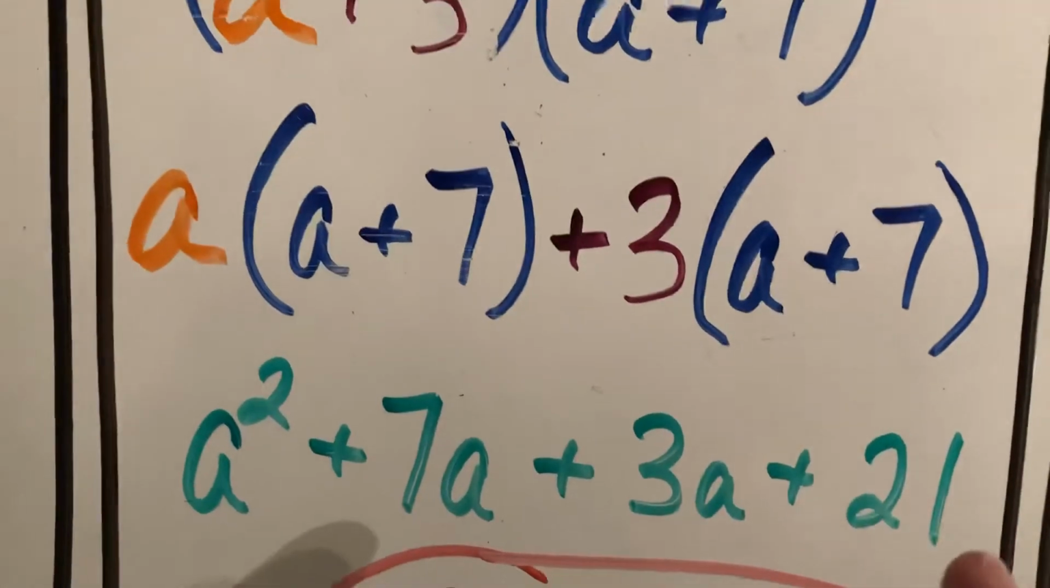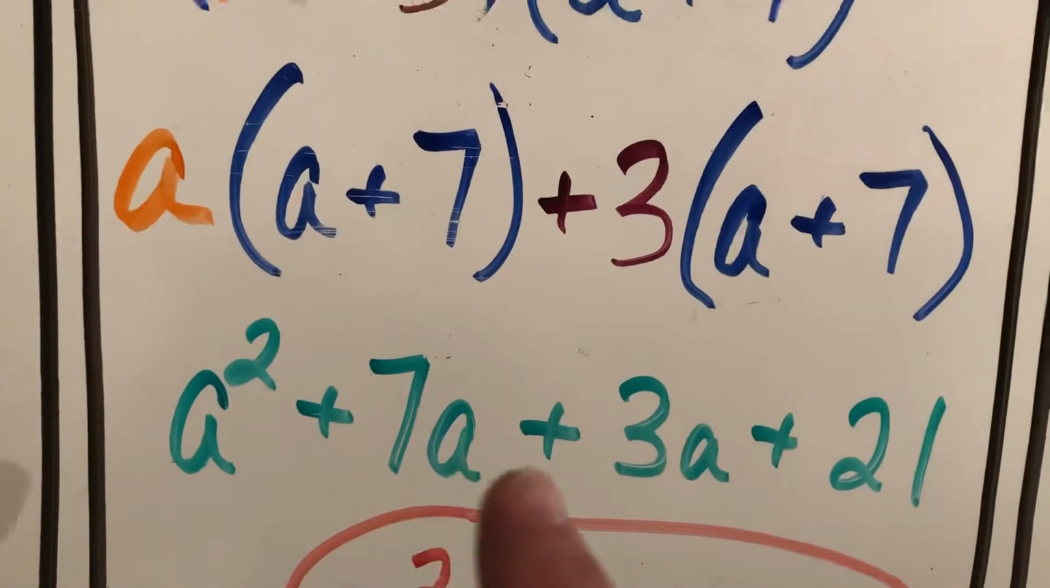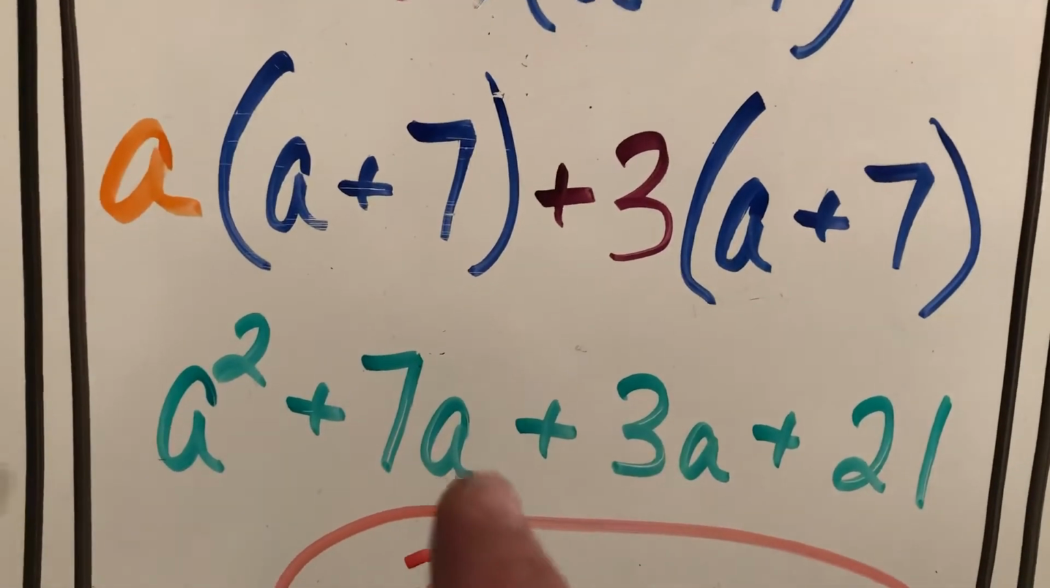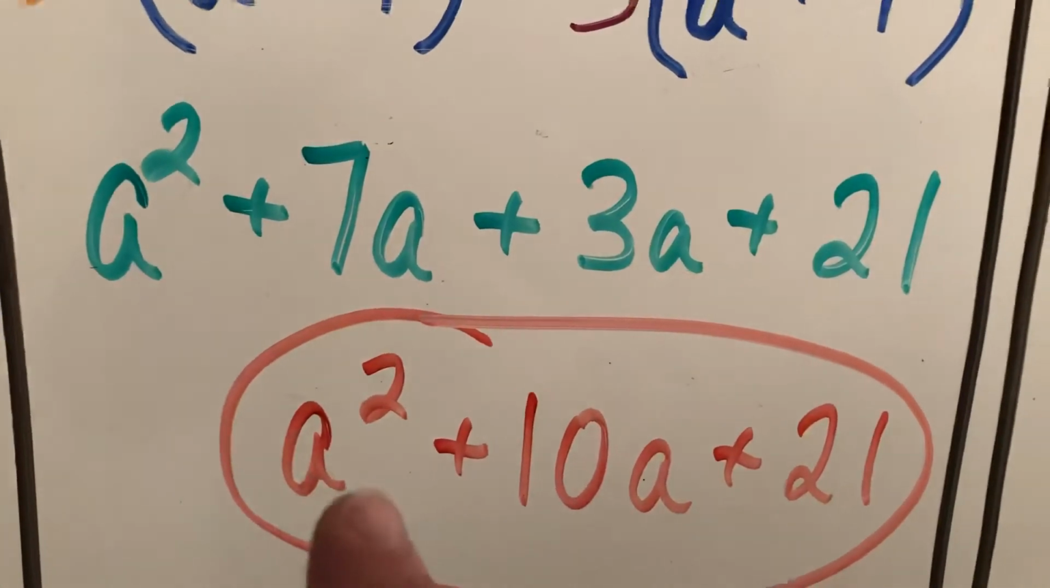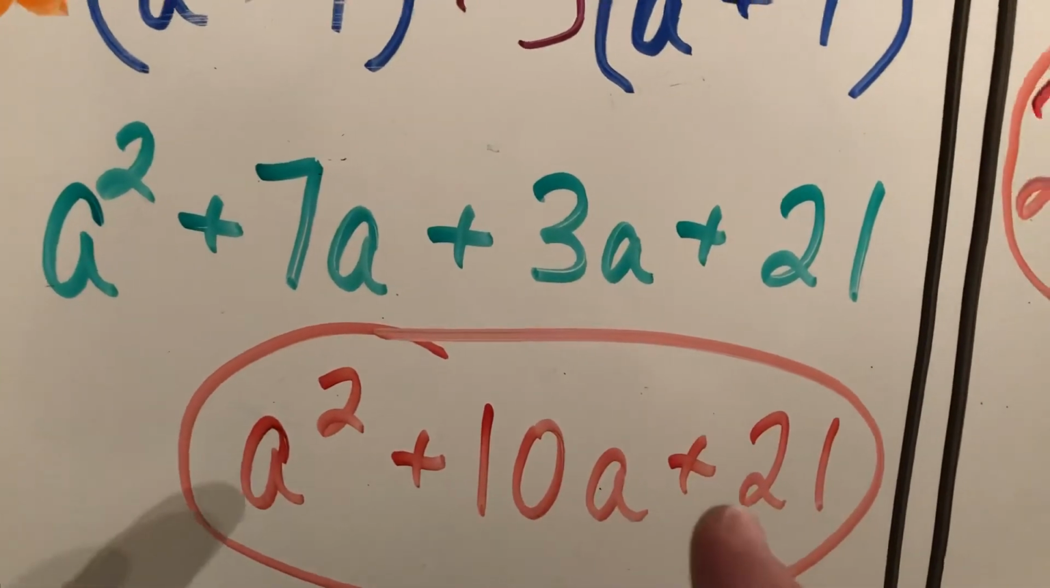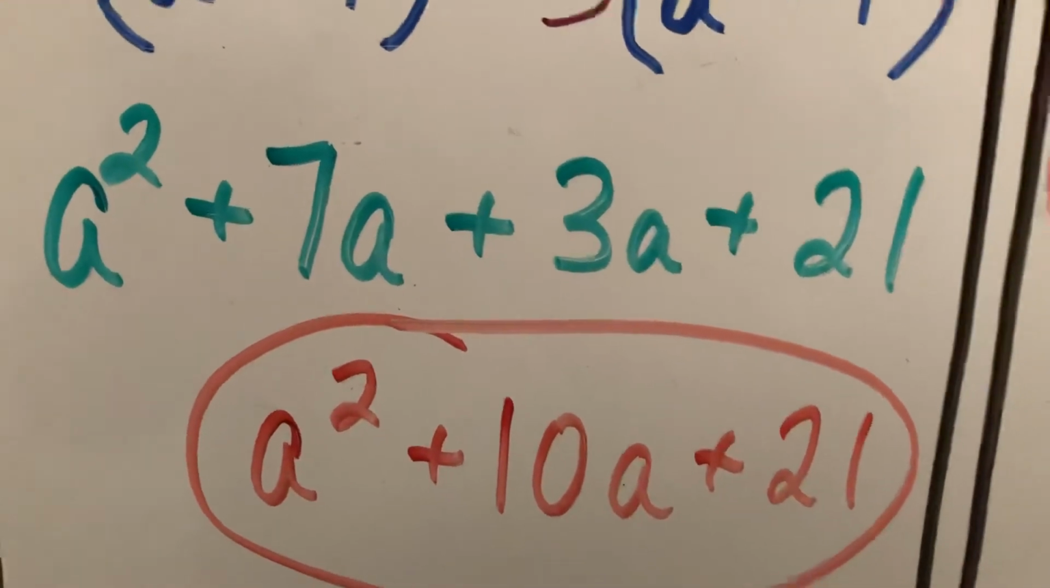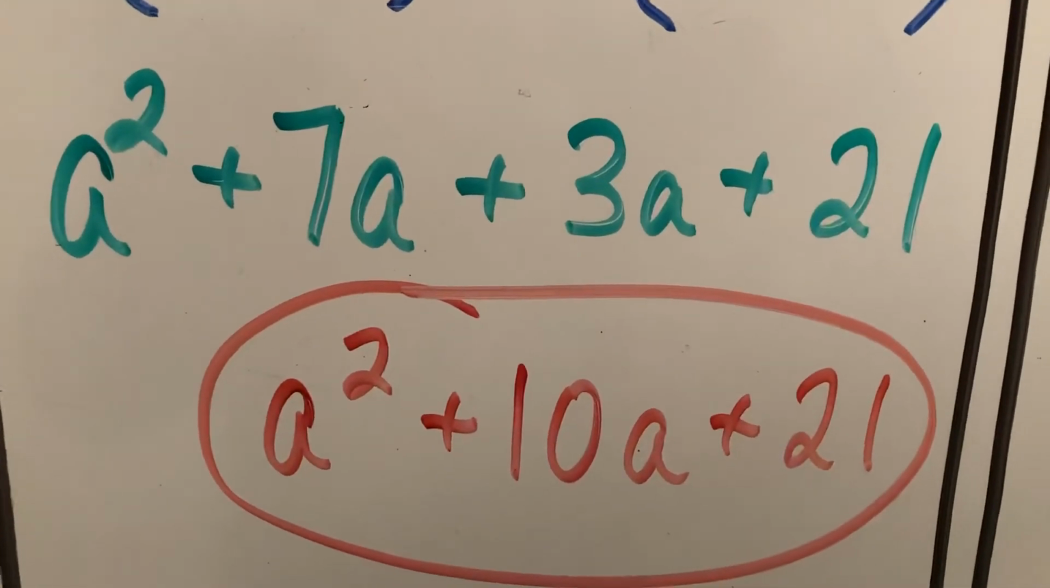And now, what are the like terms? 7a, 3a. What's 7a and 3a? 10a. A squared, 10a, 21. Done. Leave it. Stop working. Okay?